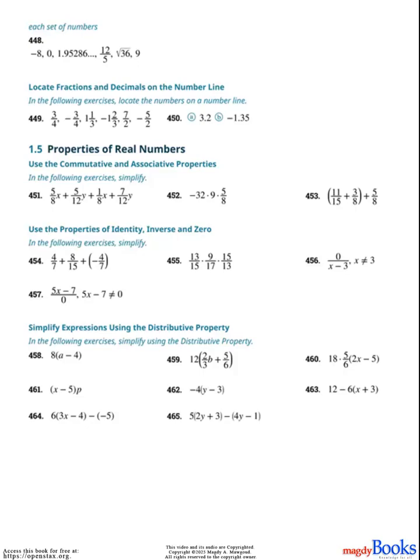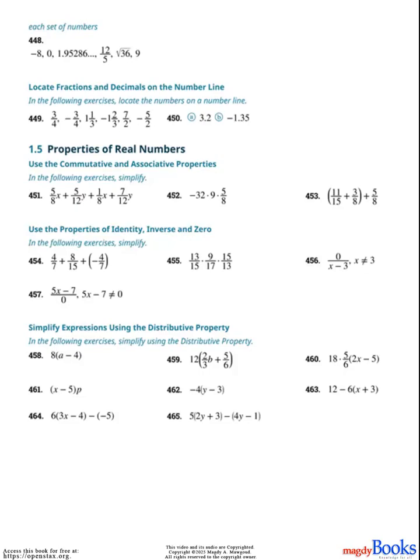1.5.2. Use the properties of identity, inverse and zero. In the following exercises, simplify. 454. 4/7 + 8/15 + (negative 4/7). 455. 13/15 times 9/17 times 15/13. 456. 0 divided by x minus 3, where x does not equal 3. 457. (5x minus 7) divided by 0, where 5x minus 7 is not equal to 0.